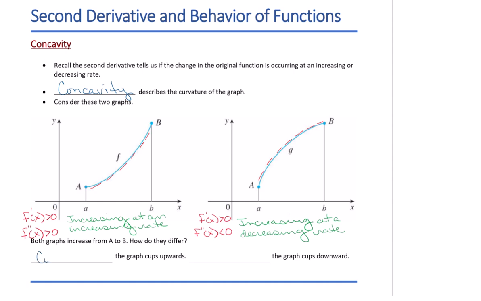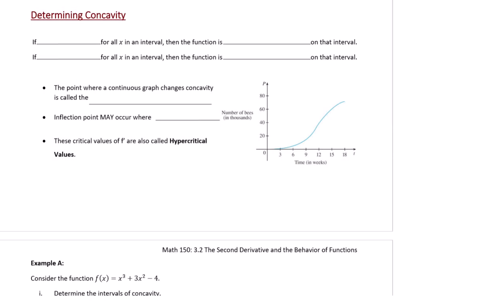So how do these differ? The first graph is concave up, which means the graph cups upward, like this. The second graph is concave down, which means the graph cups downward, like this. So how do we determine concavity? If the second derivative is greater than 0, or positive, for all x in an interval, then the function is concave up on that interval. If the second derivative is less than 0, or negative, for all x in an interval, then the function is concave down on that interval.